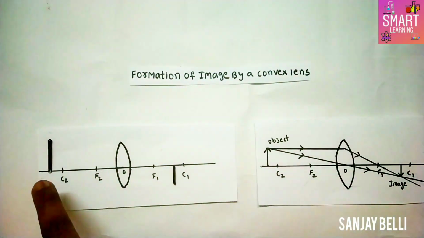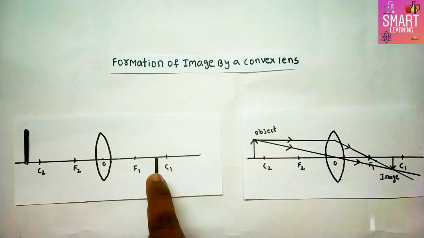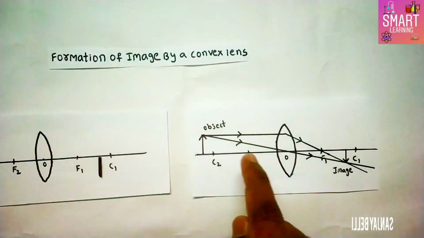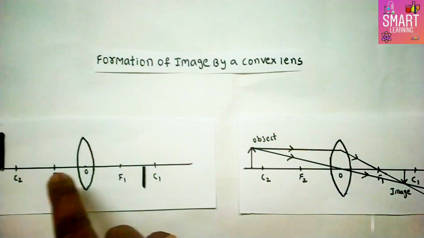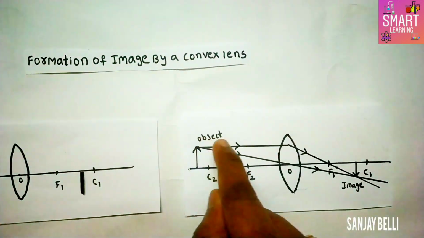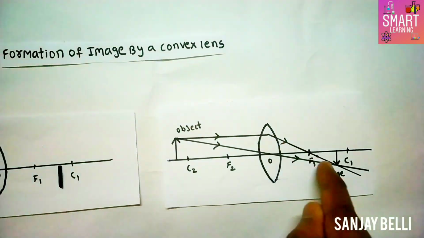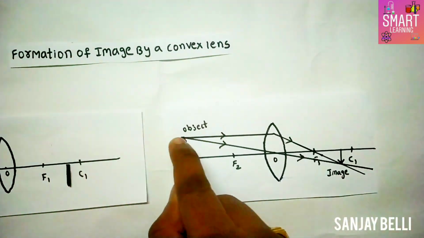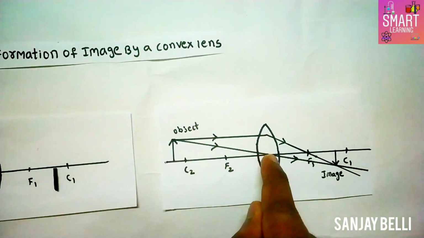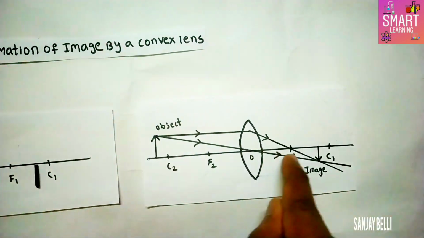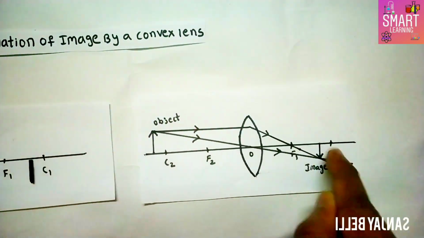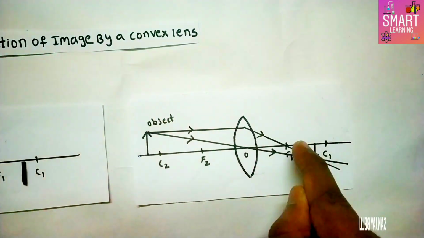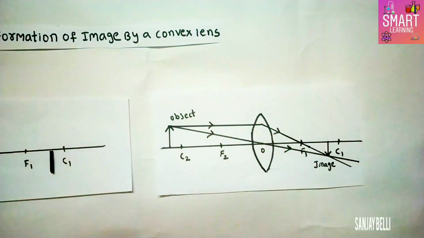So object placed beyond C2, image is obtained between F and C1. I used here rule 1 and rule 3. So this is your object position. First rule: parallel to principal axis passes through focal point. And rule 3: passes through optic center and again refracts through optic center itself only. Here the two refracted rays intersect. So the image is obtained between F and C1.